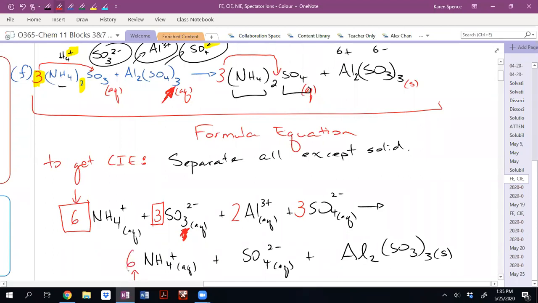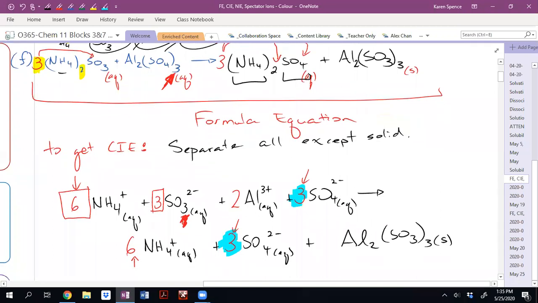Excellent. How many SO4s? 3, same thing, which is good because we had 3 on this side. If they aren't the same, you've done something wrong because it has to be balanced on both sides. You can't have sulfates appearing out of nowhere and disappearing, okay?